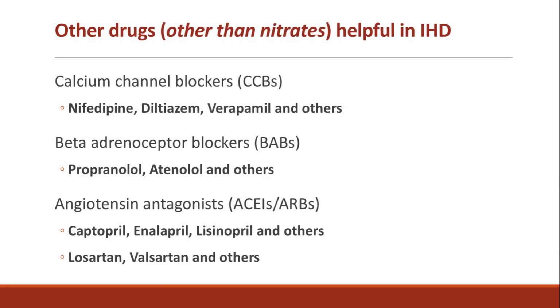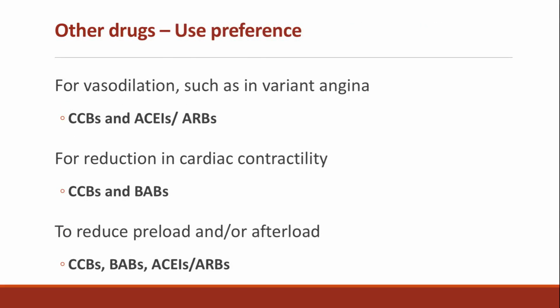Other drugs beneficial in ischemic heart disease include calcium channel blockers such as nifedipine, diltiazem, and verapamil. Beta blockers like propranolol and atenolol. And ACE inhibitors or ARBs, including enalapril, lisinopril, and losartan. Each group reduces cardiac oxygen demand through different mechanisms. Therapy must be individualized for each patient's comorbidities.